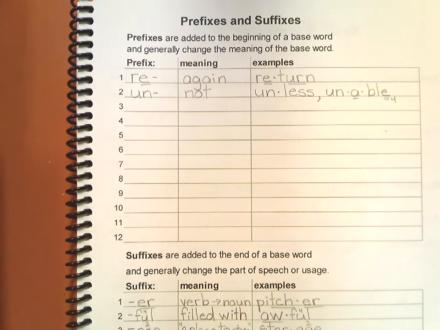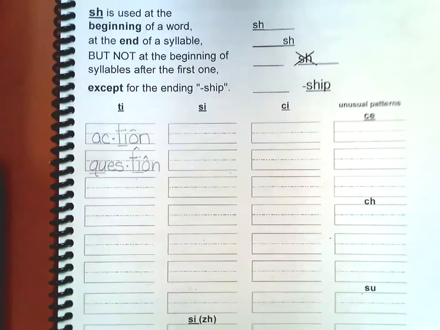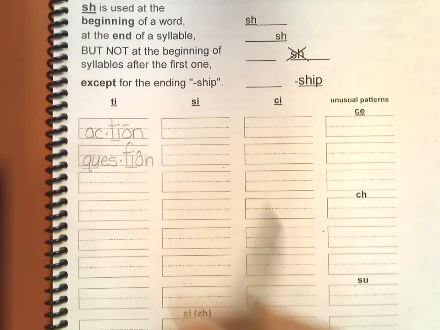All right. The next word we're going to put in our notebook is nation. Class, how do we say nation to spell it? Good, we say nation. Nation. And class, which sh do we use in nation? We know it can't be our usual one, right? Because this is at the beginning of a syllable after the first one, and it's not the ending ship, right? So we know it's got to be something else.